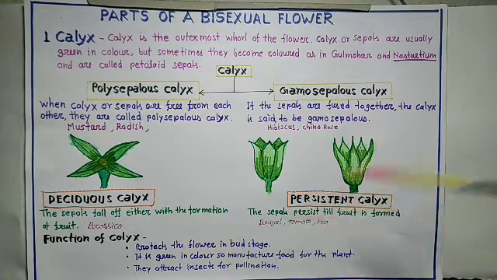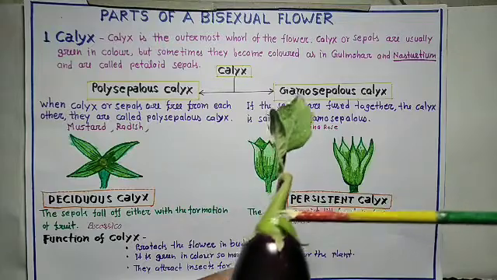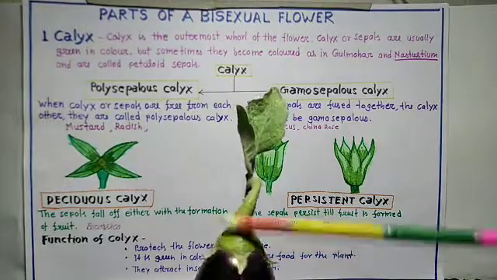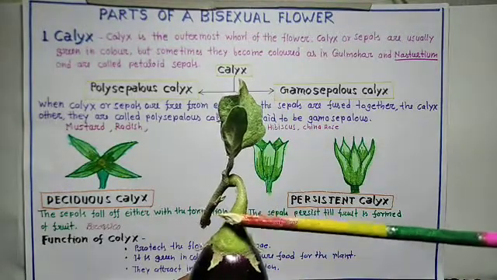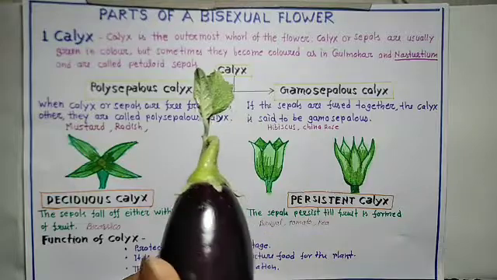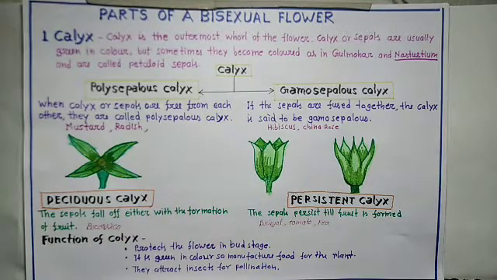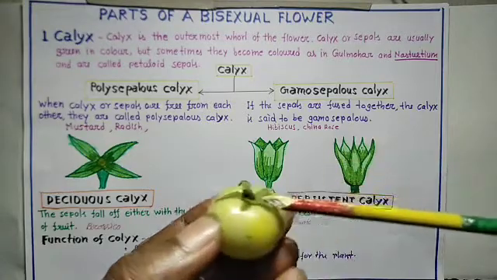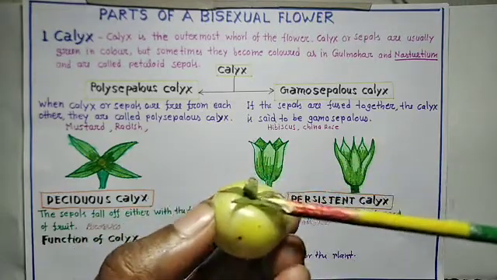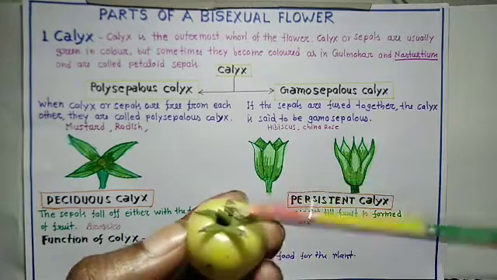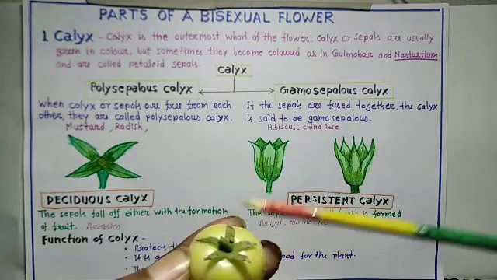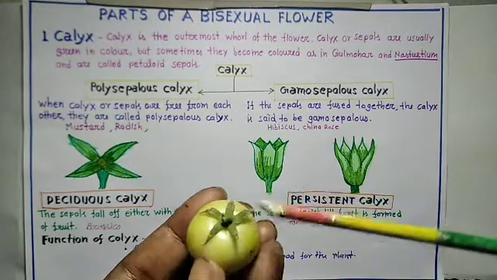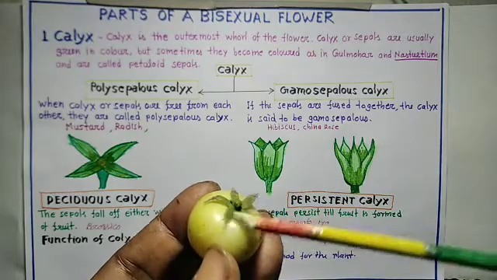Example here, brinjal. You can see here, this is a calyx. It persists till fruit is formed. Now another example. This is a tomato. This is a calyx. You can see here, it persists till fruit is formed. This is called persistent calyx. Okay?